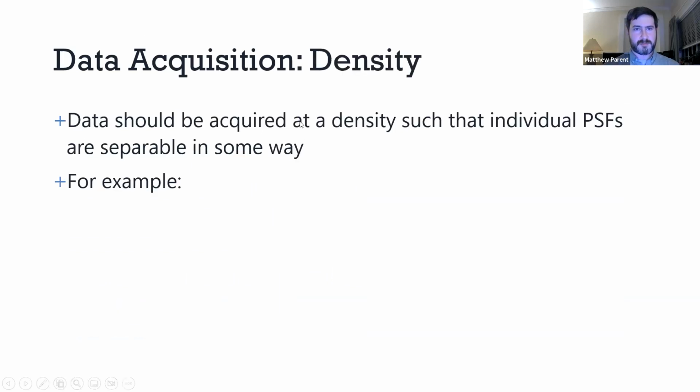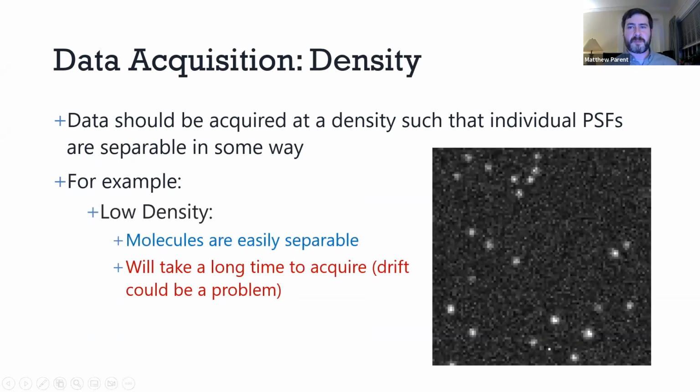Let me switch. I want to mention briefly how you should acquire the data, and what your frames should look like if you're in the lab shooting your sample with some lasers and catching some molecules on a camera. There are three conditions I want to show you. One is the low density condition, where you have just a few molecules per frame and they're pretty easily separated. Not terrible, but it will take a long time to acquire images for your sample.